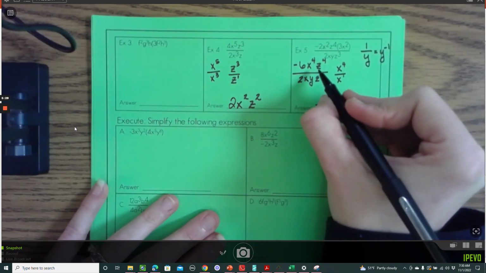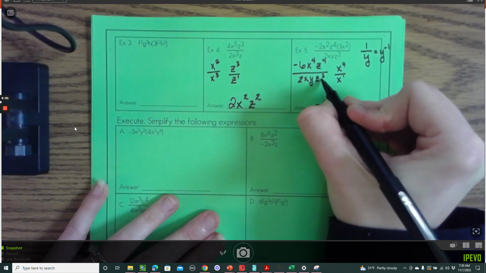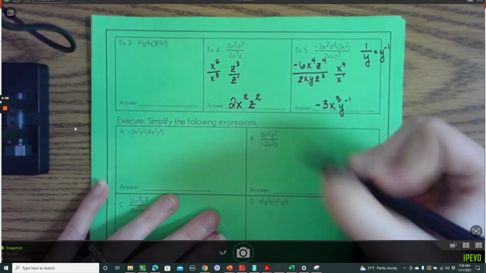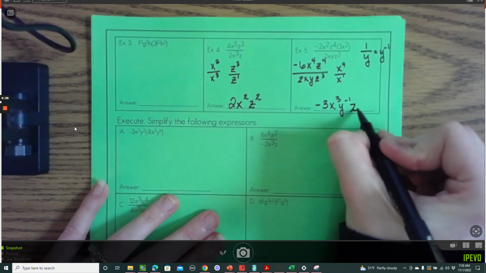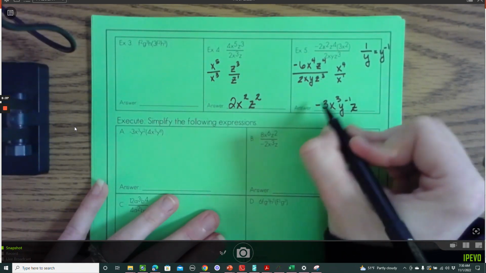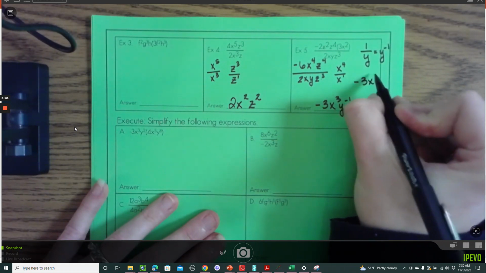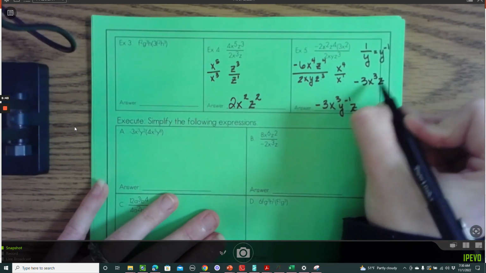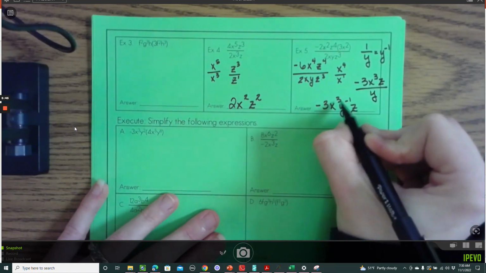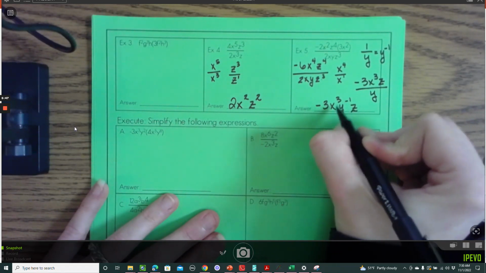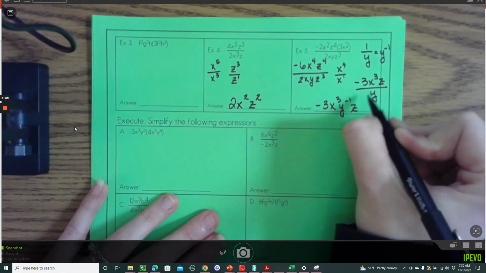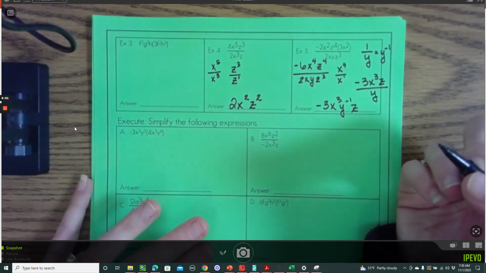And then we've got z. So we've got z to the fourth over z to the third. 4 minus 3 gives me a 1. So I have just a z. So the proper way to write this one would be negative 3x cubed z over y. Anytime you have a negative exponent, that means that exponent is in the denominator of a fraction.